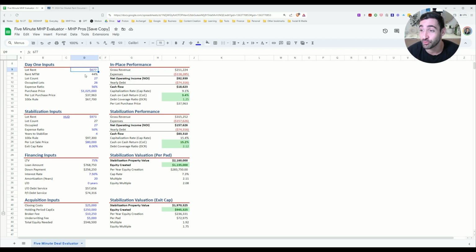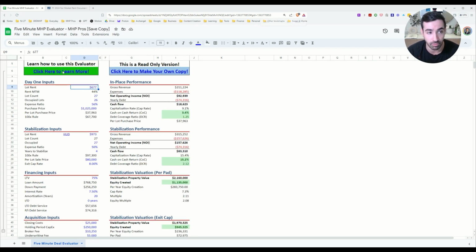Lot rent is usually one of the first things listed on any mobile home park listing website, whether that be Crexi or LoopNet, or if you got an offering memorandum from a broker, or you're looking at a Facebook posting, whatever the case may be. Usually, lot rent will be one of the first things mentioned because it is so important as an input into any model in understanding what the profitability will be.